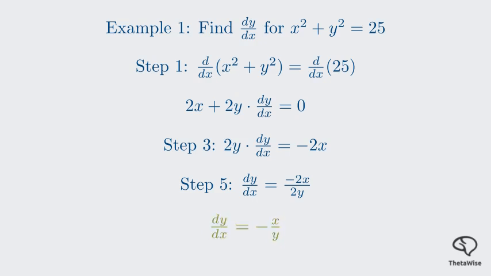And there you have it. We found the derivative without ever solving for y. This derivative tells us the slope of the tangent line to the circle at any point x, y on the circle. Now let's tackle a more complex example that requires the product rule.